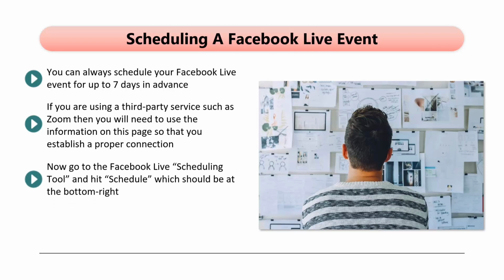Now go to the Facebook Live scheduling tool and hit Schedule, which should be at the bottom right. You'll see a preview of your event here, and you can add an image. This is a good idea, as well as configure the date and time of your event.